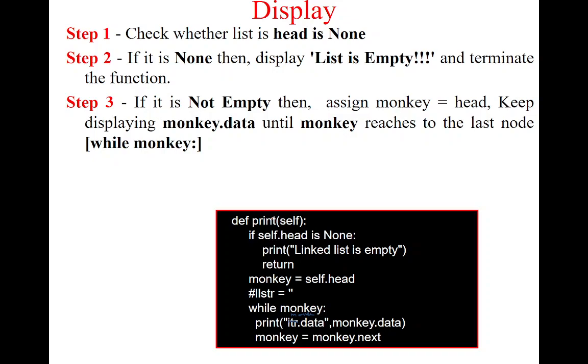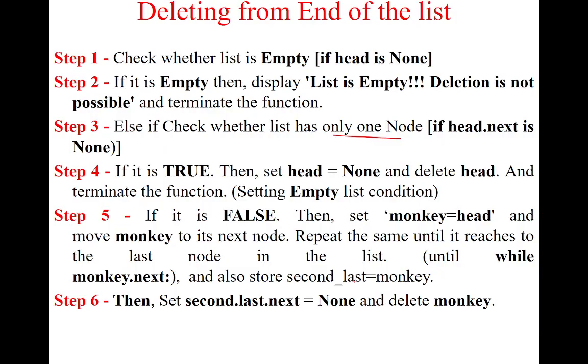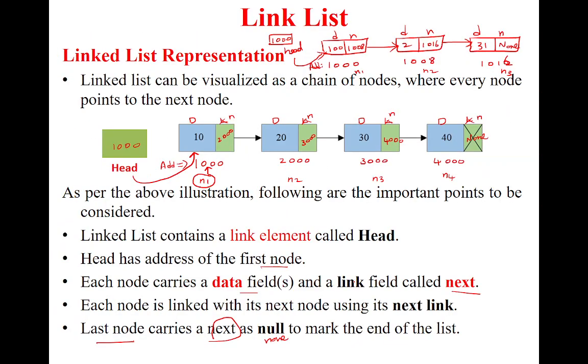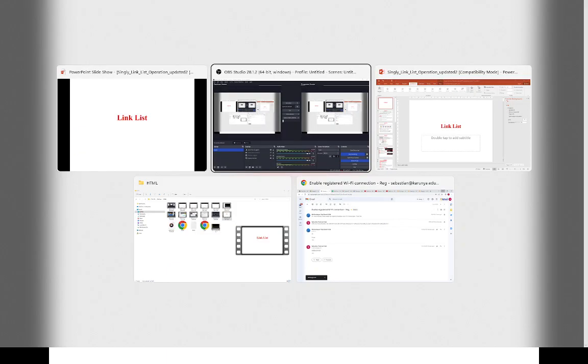This is the display. For display also we will use the monkey concept. The monkey will start from the first node, then go until the last node, and it will be displayed. It starts at the first node and goes on until the monkey is done. It will print the monkey data and move on. This is the display. So these are the operations available in linked list. Hope it is clear.